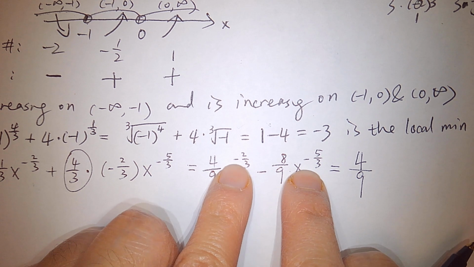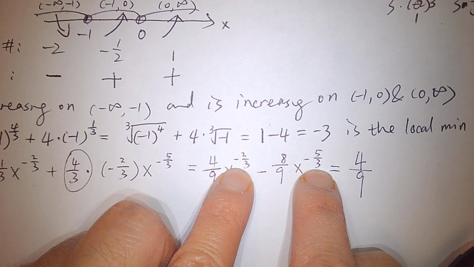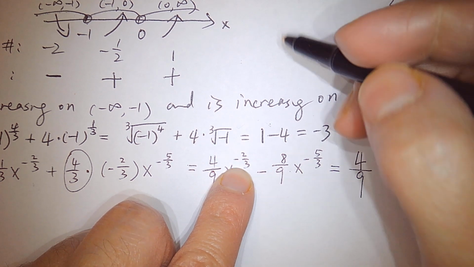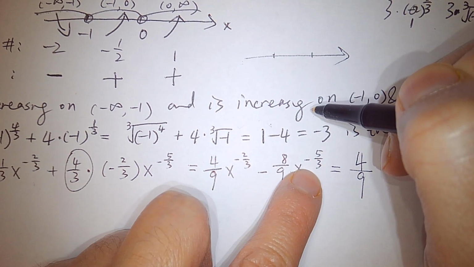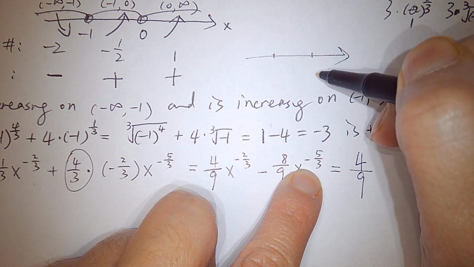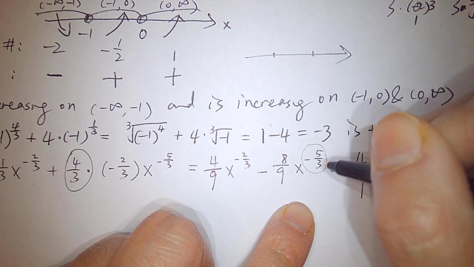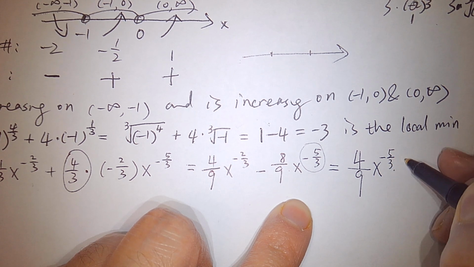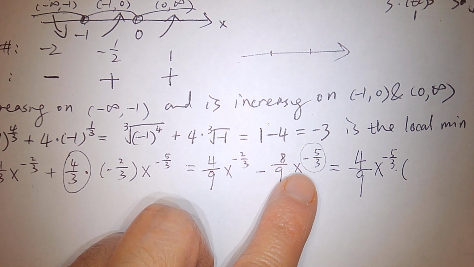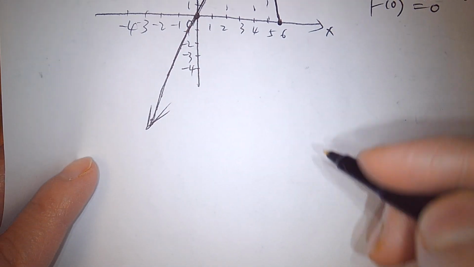Now let me ask you, for negative 2 thirds and negative 5 over 3, which number is a smaller number? If we want to put two numbers on the number line, which one should we put on the left? Negative 5 thirds or negative 2 thirds? Negative 5 over 3 is less, okay? So we will factor out x to the negative 5 over 3. Let me give you one example why we're doing the x to the smaller number. See the example, guys.